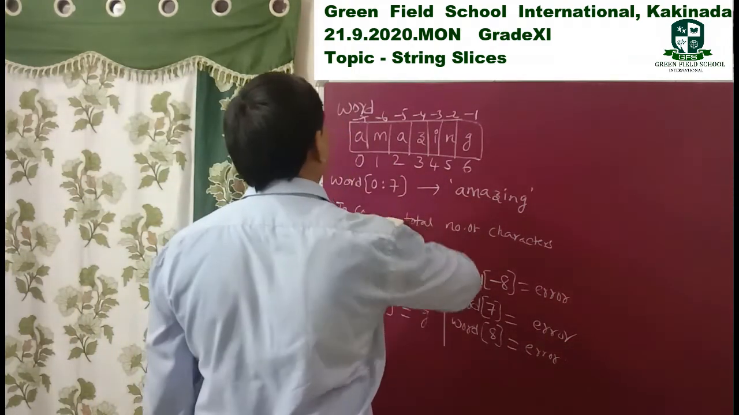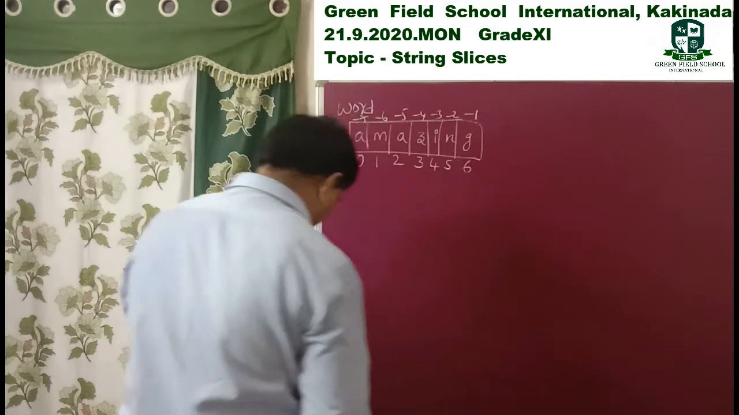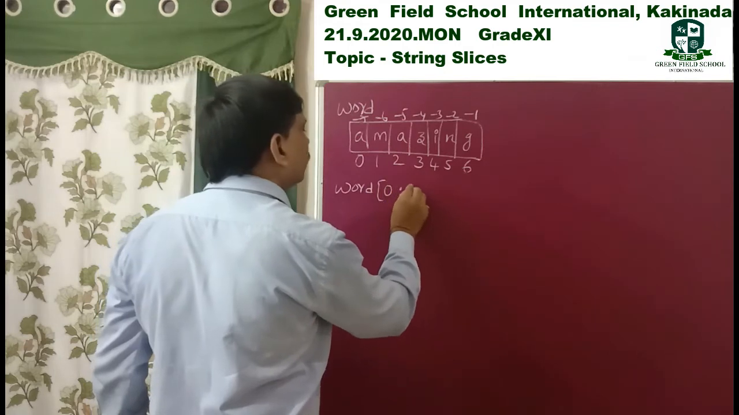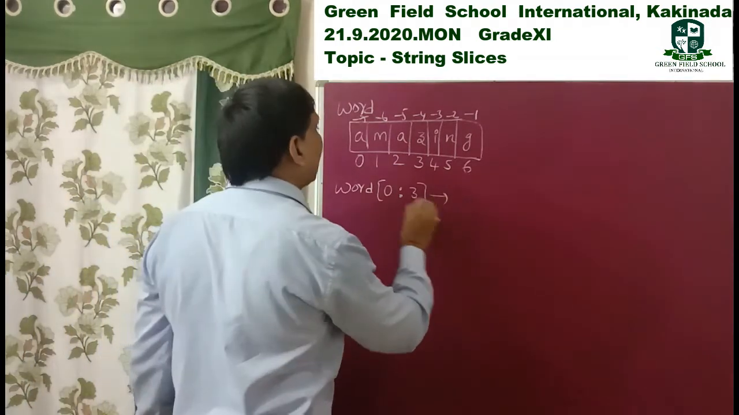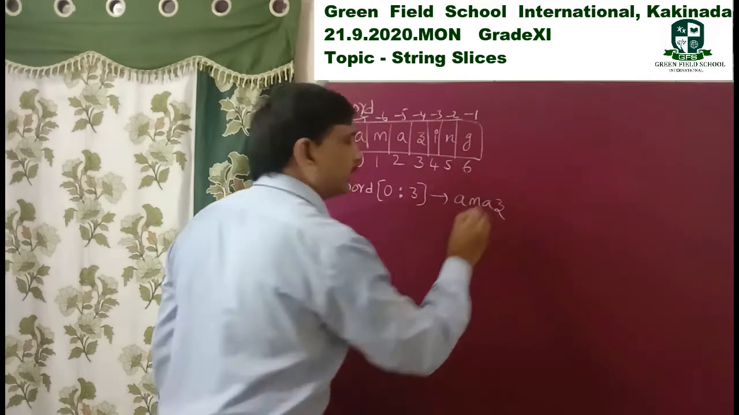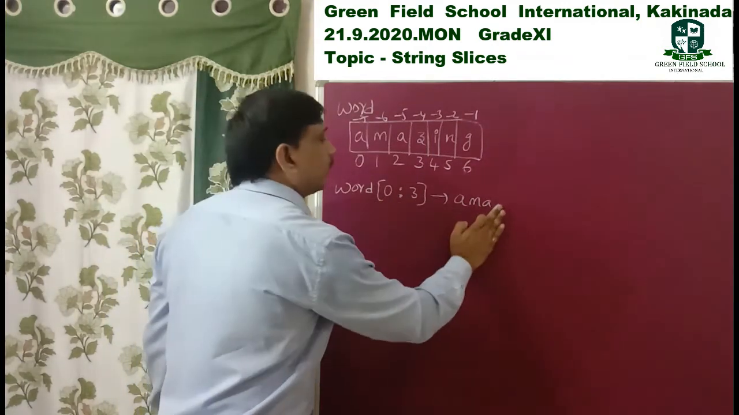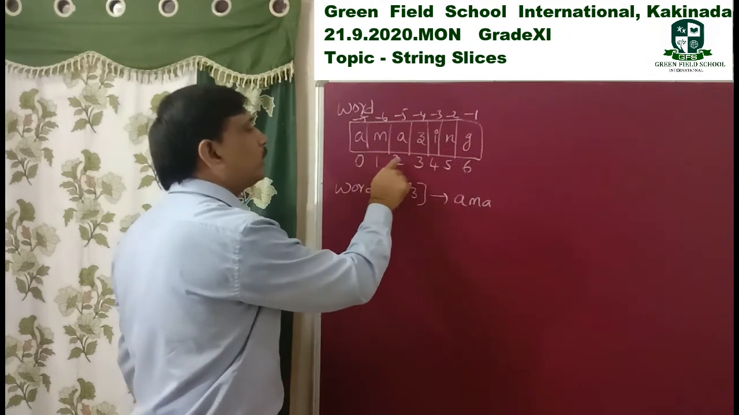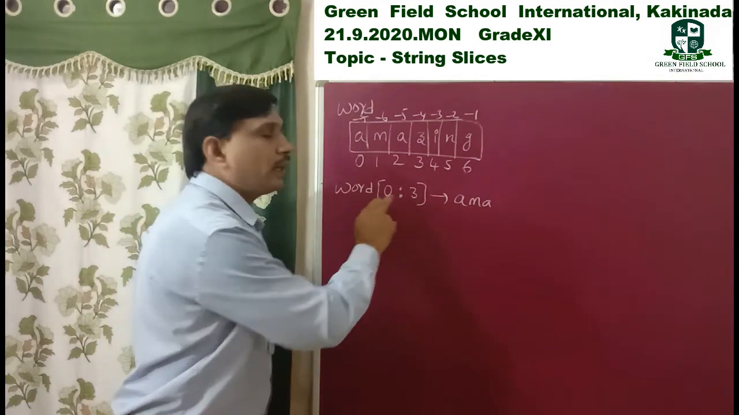Okay. Coming to one more example. Consider here word of 0 to 3. Here 0:3 means 0 is starting from A, 3 means Z. So AMAZ. We do not consider up to 3. 3 means 3 minus 1, 2. So that's why 0, 1, 2. It considers only AMA. This is the output. Here we give a lower bound and an upper bound.